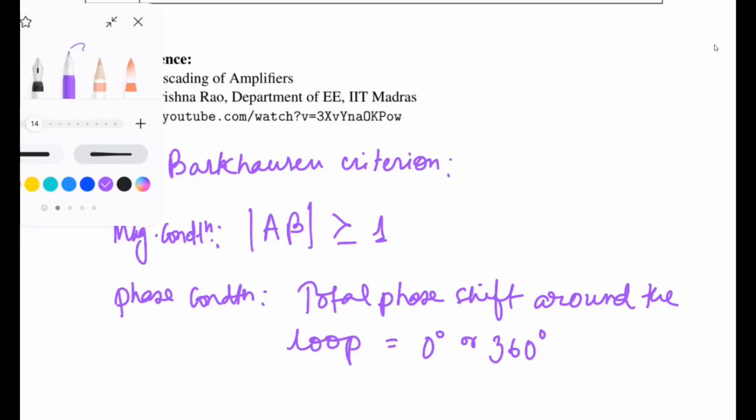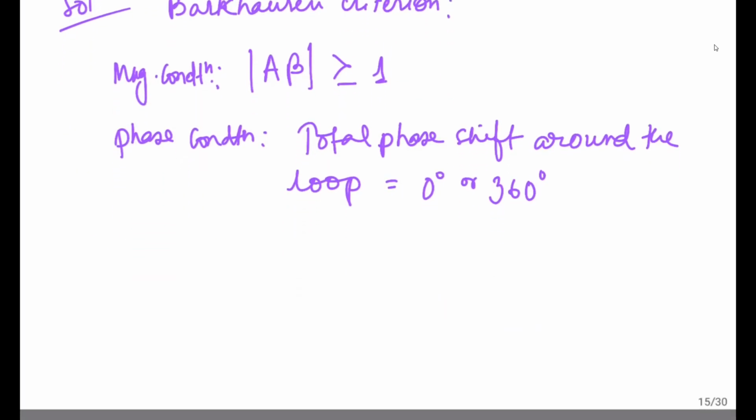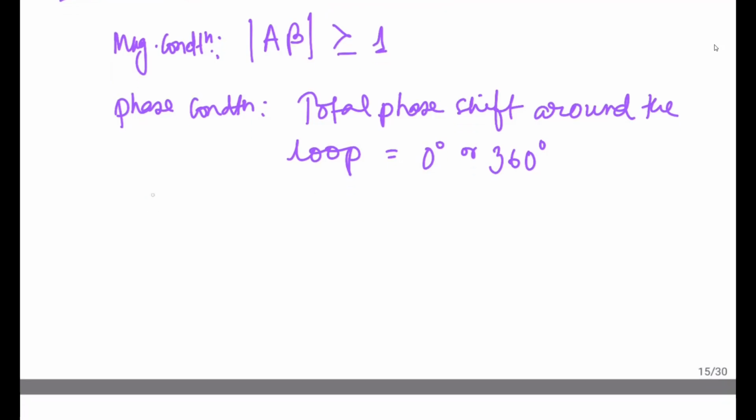In the question, it is given as unity feedback, so beta is equal to 1, correct?